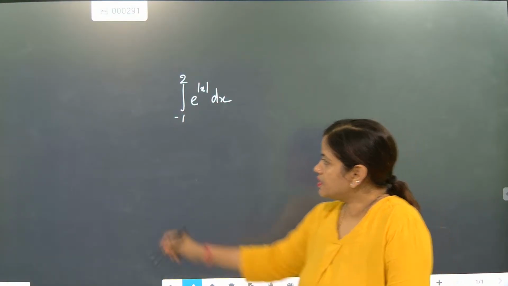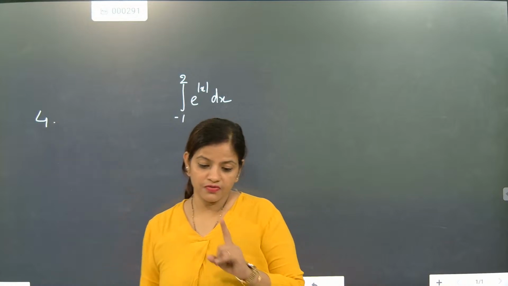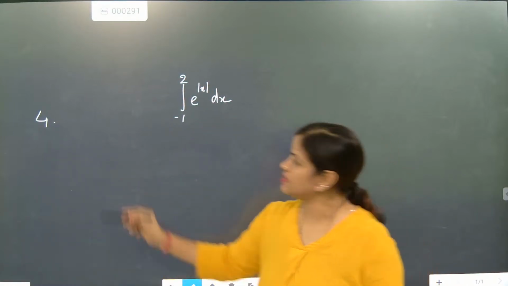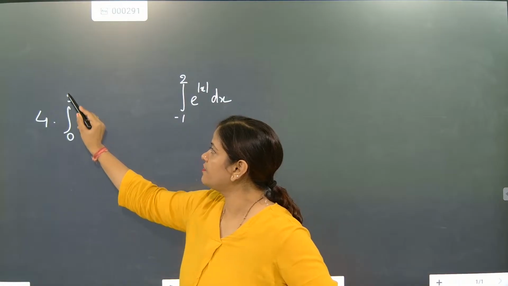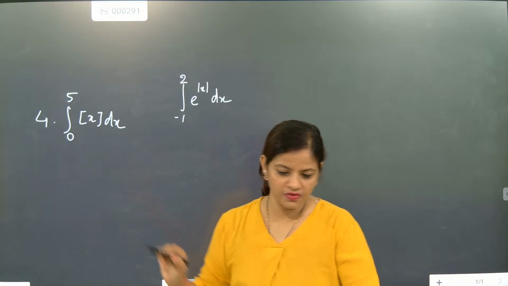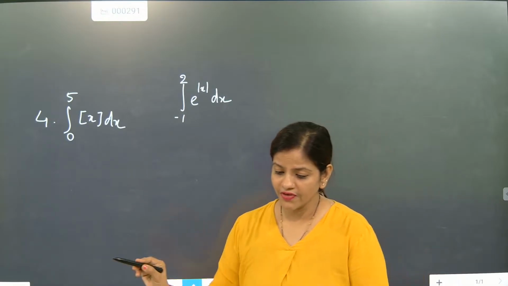My fourth question is a very important question for MCQ. This question you must not leave, solve it. This question is integral from 0 to 5 of the greatest integer of x dx. Now critical questions we will solve. Greatest integer of x dx.